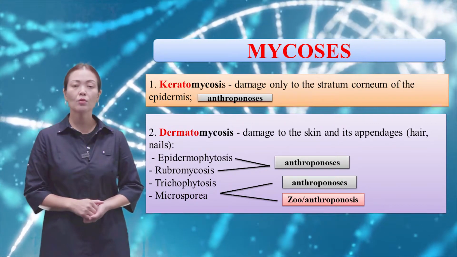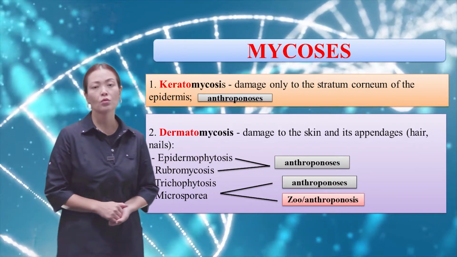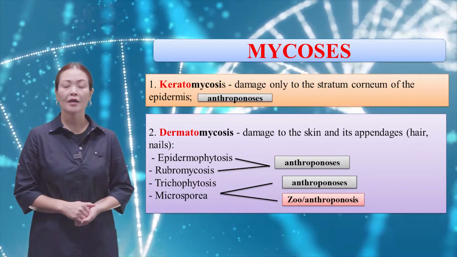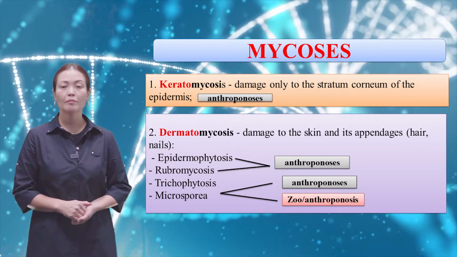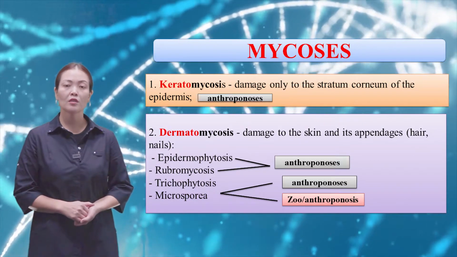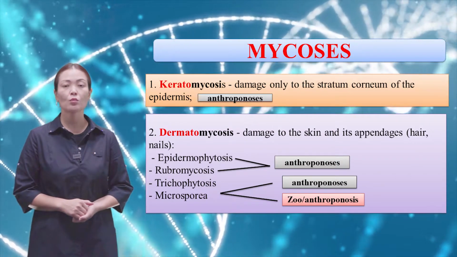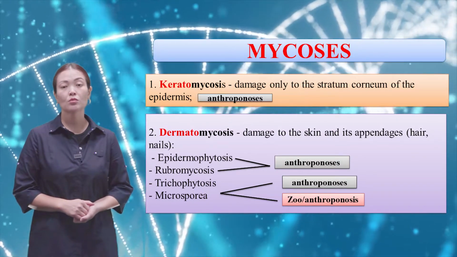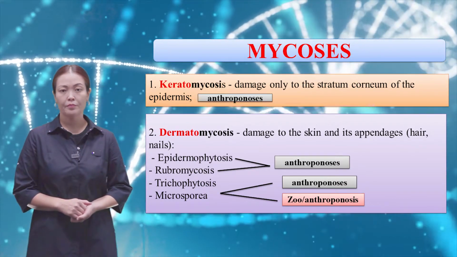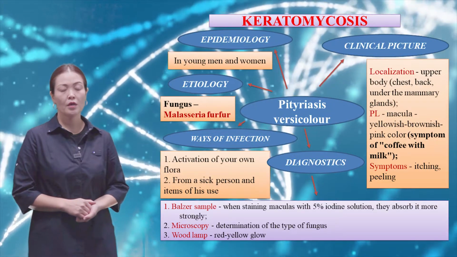If we take rubromycosis and epidermophytia, this type of fungal infection also will be anthroponosis. The other 2 diseases, trichophytia and microsporia, can also be transmitted from an ill person to a healthy person, but can also be transmitted from an ill animal to a person. That's why these 2 diseases can also be a zooanthroponosis type of infection. First of all, we will discuss keratomycosis.